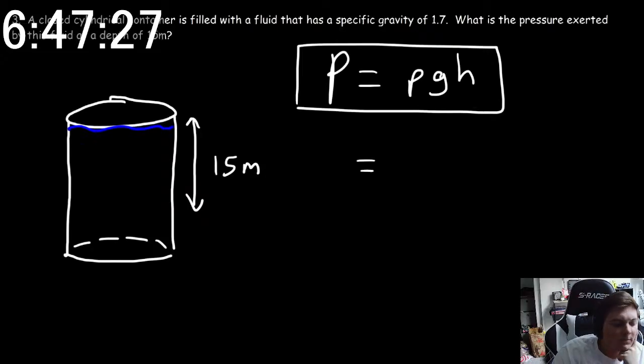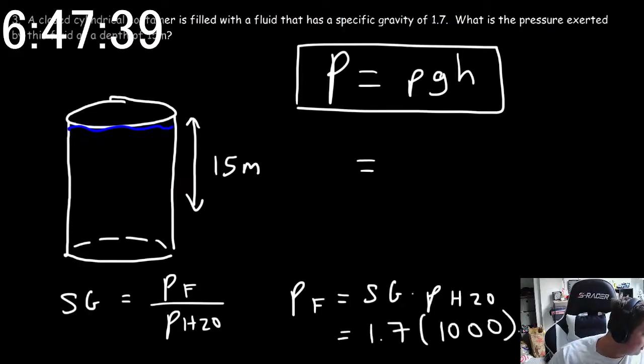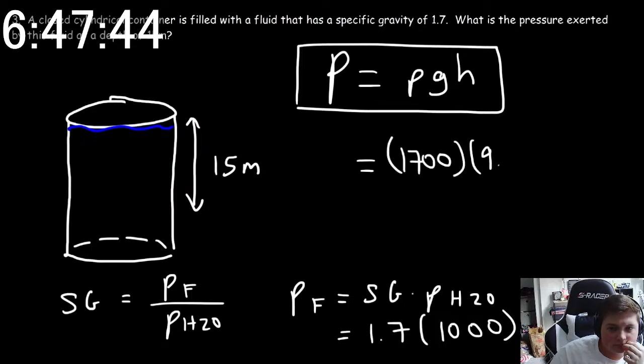Now we need to know what the density of this fluid is, and we're given a specific gravity. The specific gravity is the density of the substance, in this case the density of the fluid, relative to the density of water. So the density of the fluid is going to be the specific gravity times the density of water. We have a specific gravity of 1.7, and the density of water is 1,000 kilograms per cubic meter. So the density of the fluid is 1700 kilograms per cubic meter. Now we have the gravitational acceleration, and the depth is 15 meters.